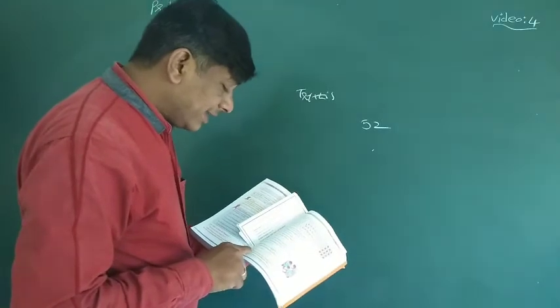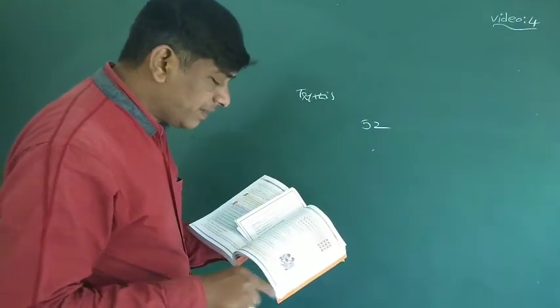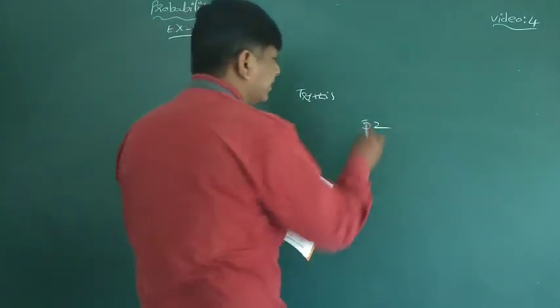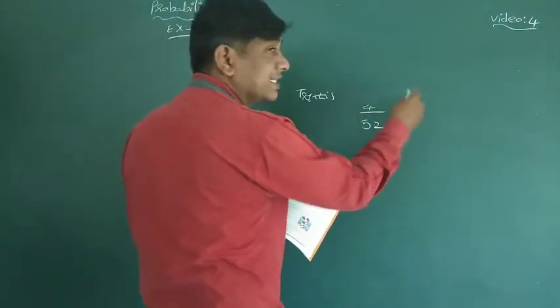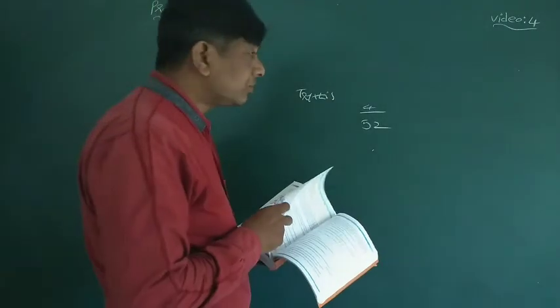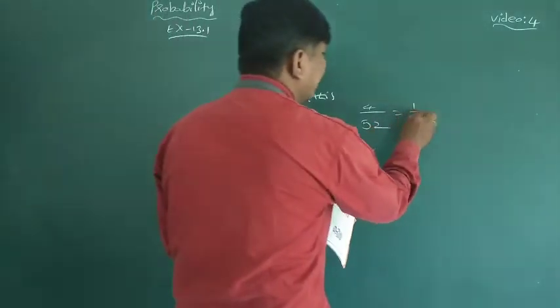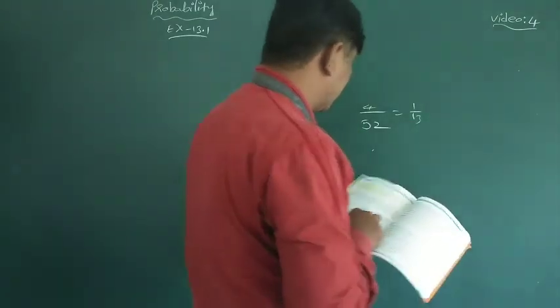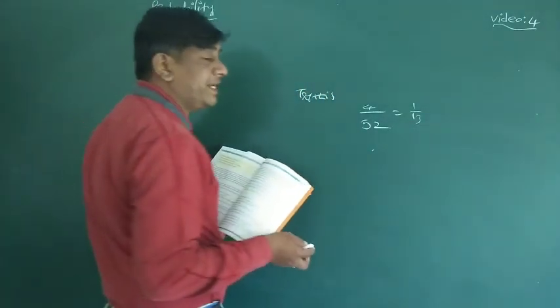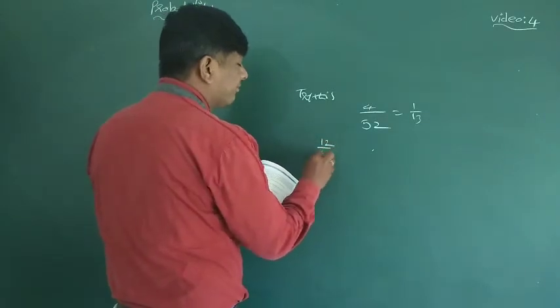What are they asking? What is the probability that the card drawn is a queen? Means how many queens will be? 4 queens. Means 4 by 52. Cancel it. 4 ones are 4, 4 13s are 52, that's 1 by 13. Next one is, what is the probability that it is a face card? How many face cards will be? 12 face cards out of 52.